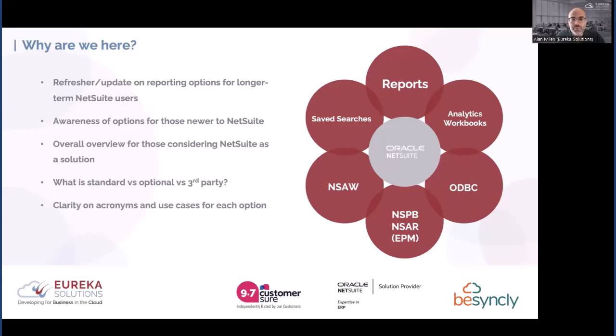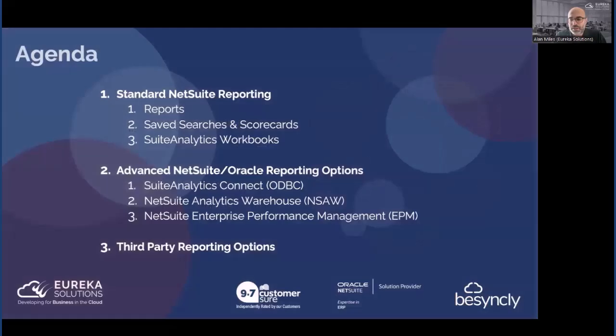Also, what you would potentially have seen from communications with NetSuite and even ourselves is that there are a lot of acronyms out there for a lot of the solutions available within NetSuite, as you can see around the bottom of the diagram there. So NSAW, NSPB, NSAR, EPM, ODBC, what do they all mean? Hopefully today you'll get an idea of that from what I cover with you in the session. We'll also cover a little bit about AI as the buzzword at the moment. Everybody's talking about it, everybody's trying to get involved in it. But what does it mean in terms of the reporting options, especially in regards to the NetSuite solutions that we'll cover today?